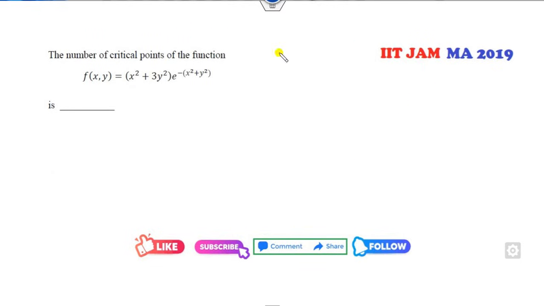The number of critical points. Because now they are not asking you the maxima and minima, there is no need to write the h. First derivative should be 0, fy should be 0.